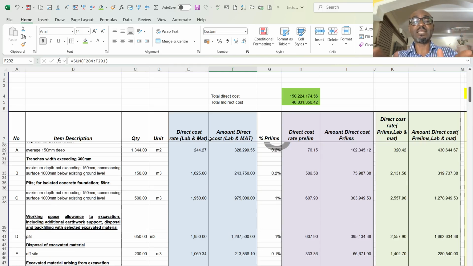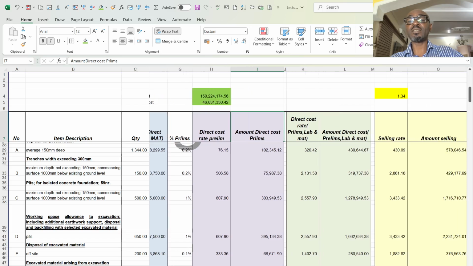As you can see, I shaded the color. I had to put 3 different colors so that my explanation can be seamless and you can understand. The light blue color is the column for the unit rate for my direct cost for labor and material. This is the rate, direct cost, labor and material. This is the amount, direct cost, labor and material. Then this pink color is direct cost rate prelims, and this is amount direct cost prelims.